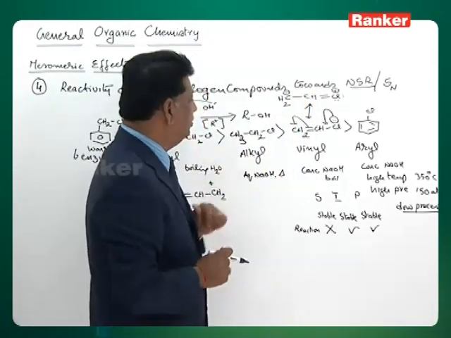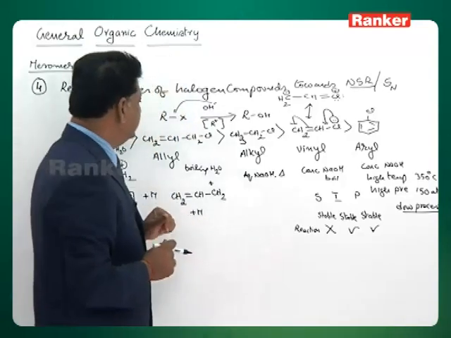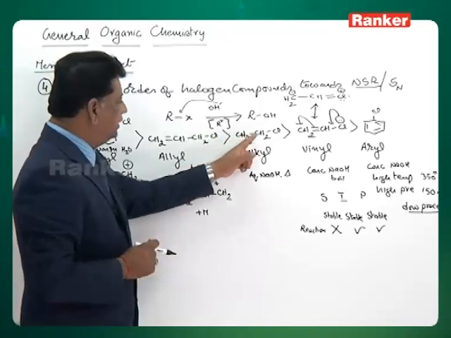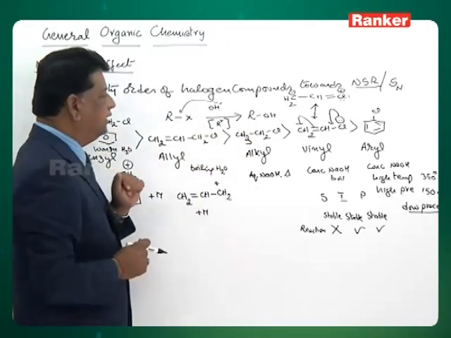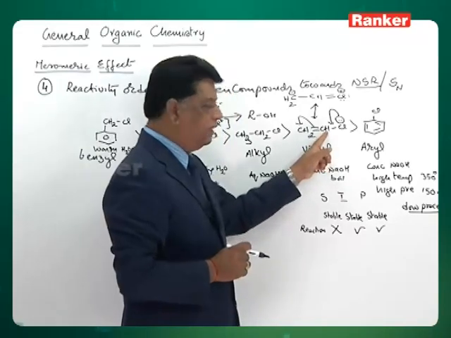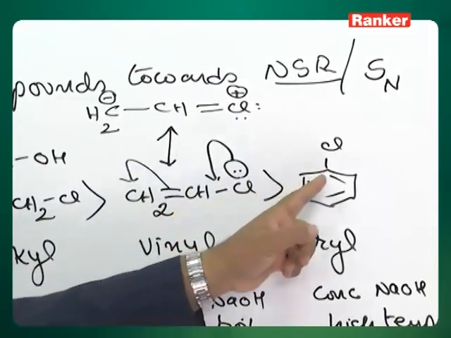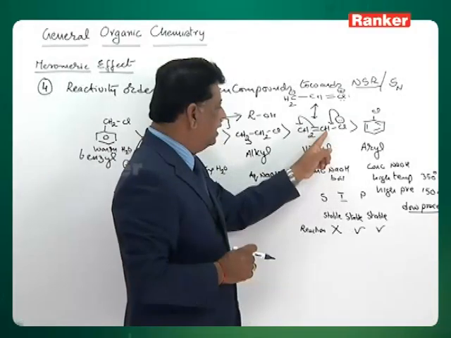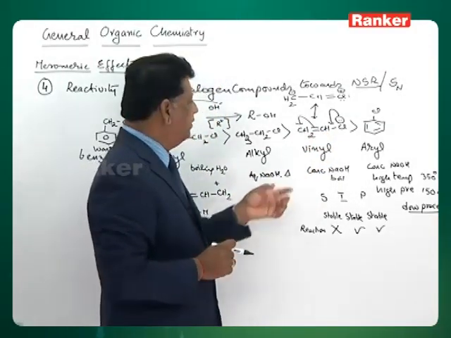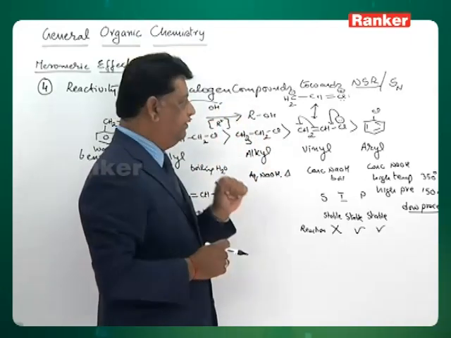The other way also you can discuss. In this case, the halogens are attached to a saturated carbon. See, this is saturated, this is saturated, this is saturated. Whereas here the halogen is attached to an unsaturated carbon. This is also an unsaturated carbon. On the unsaturated carbon, the electron density will be more. The nucleophile attacking is difficult.